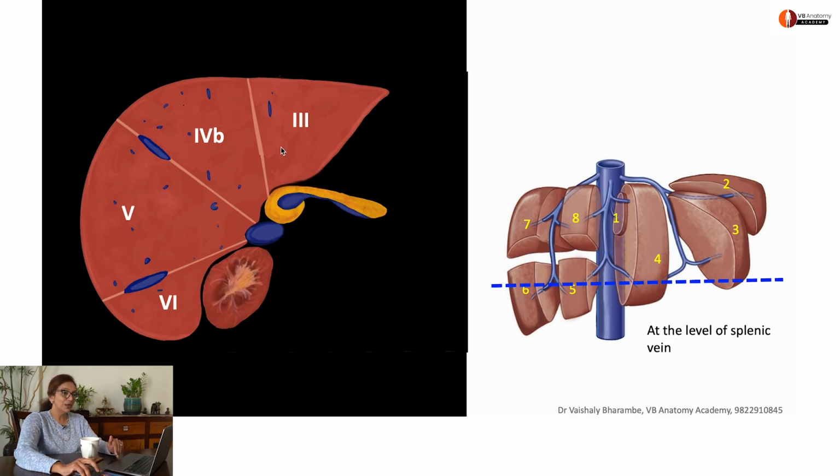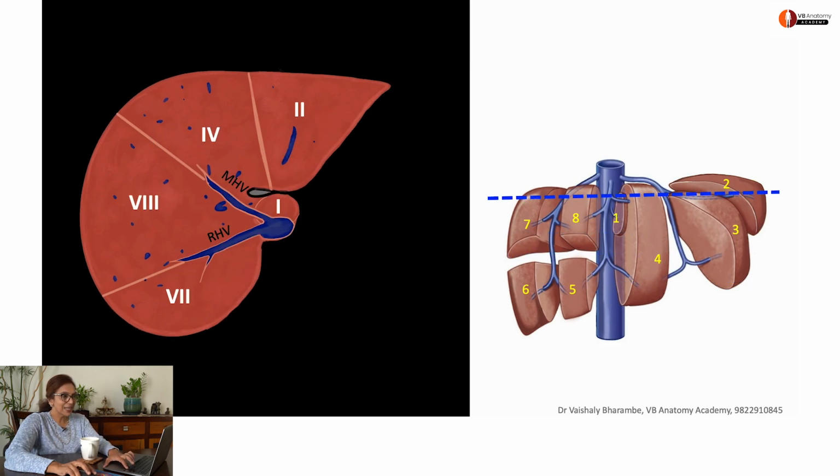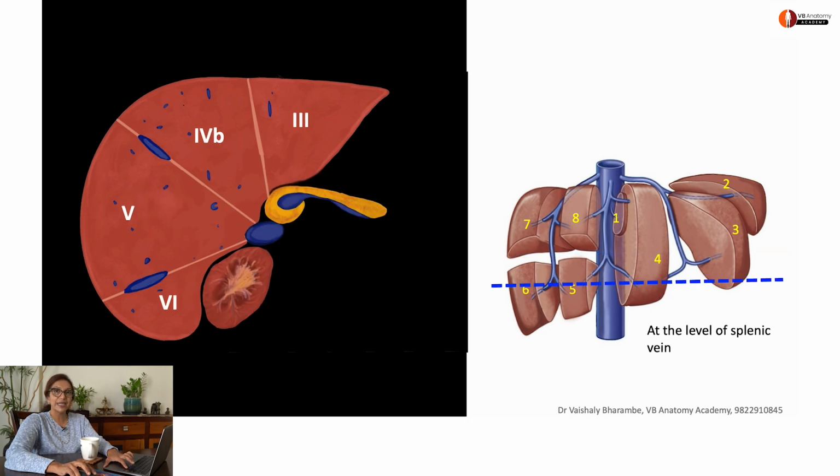And if you go further lower, your section goes through the lowermost segments of the liver, along with a section through the splenic vein. So if you look carefully at different sections, different segments of the liver are visualized.